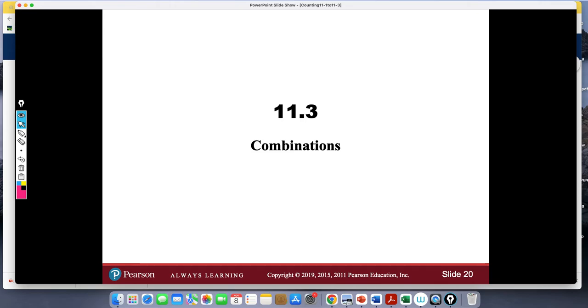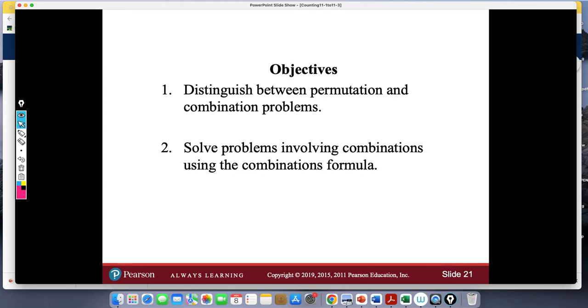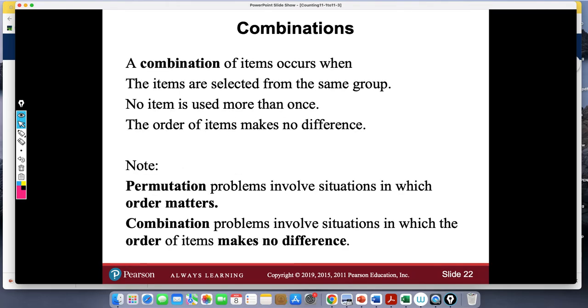So lotteries are actually combinations, they're not permutations. Most of them are. However, you could make them into a permutation. Okay, so we just need to be able to distinguish between the two. We'll solve some problems, and we'll be finished up here pretty quick. We'll go through the quiz to get the example homework problems.